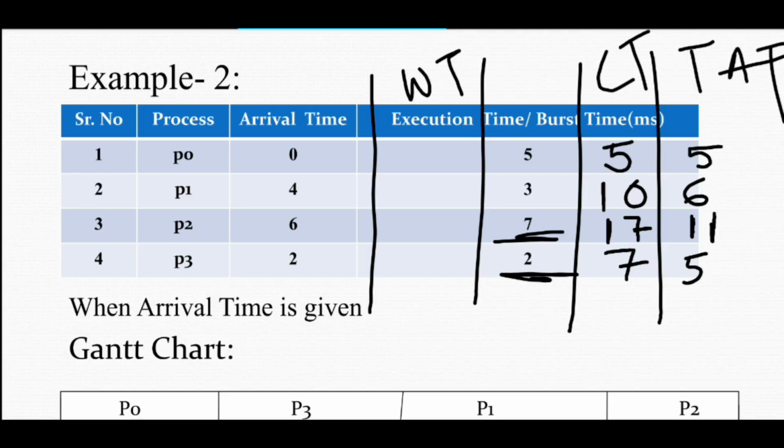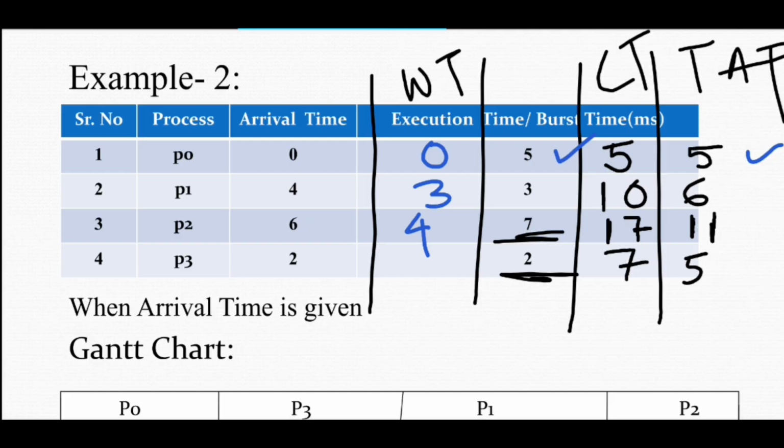Okay, we have our turnaround time and we have burst time, so we can easily find our waiting time. Waiting time is turnaround time minus burst time. For P0, turnaround time 5, burst time 5, 5 minus 5 is 0. For P1, turnaround time 6 and burst time 3, 6 minus 3 is 3. P1 waited for 3 seconds. For P2, the turnaround time is 11 and the burst time is 7, 11 minus 7 is 4. P2 waited for 4 seconds.